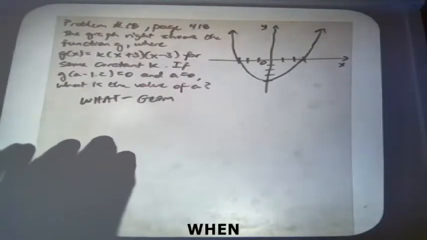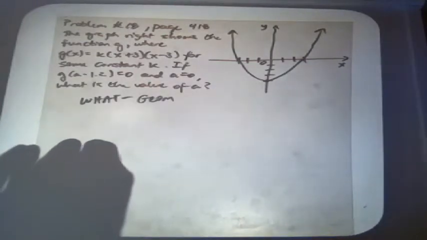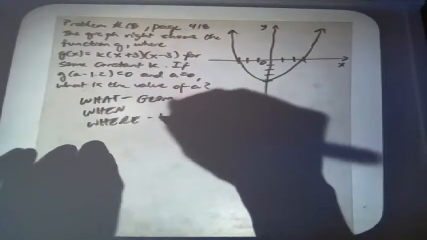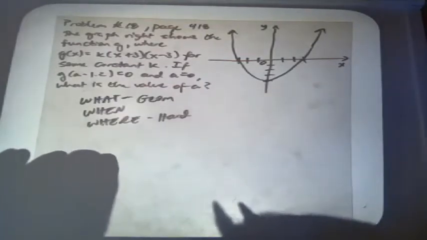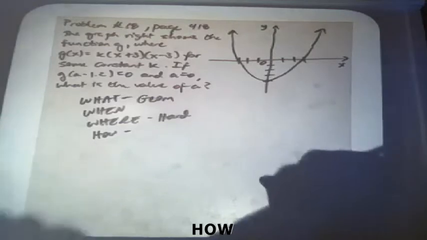The when question has to do with our time. This is number 18, so chances are, even if we get to this problem, we might not have a whole lot of time to solve it at this point. And then the where question: this is the last problem in the section, therefore this is going to be a hard problem. And then the how question, how are we going to do this thing?